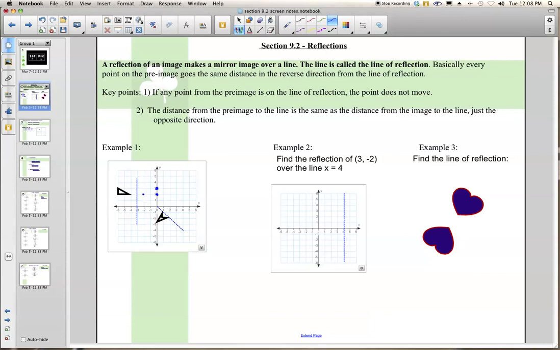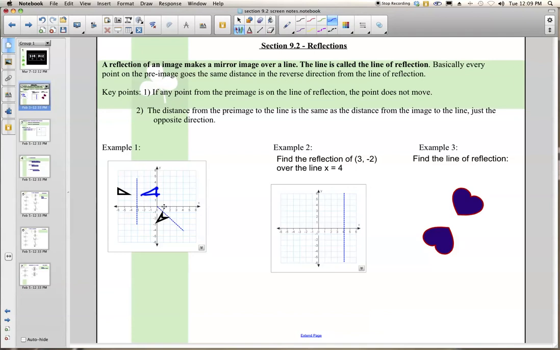And now if I connect those 3 vertices, that would give me the reflection. This is my pre-image, now this is my image. They're still in isometry because they're still congruent. The figure did not change size or shape. It stayed congruent to the original. So it's an isometry. This is what a reflection would look like. Remembering in key point 2 that the distance has to stay the same. 1 unit away, 1 unit away.